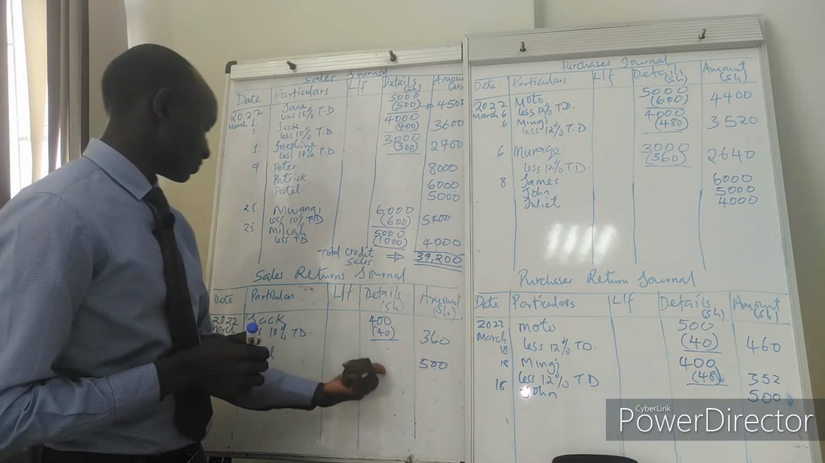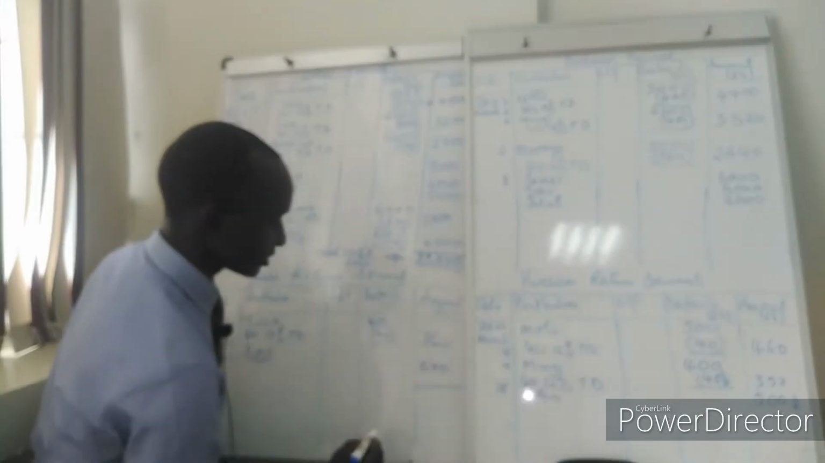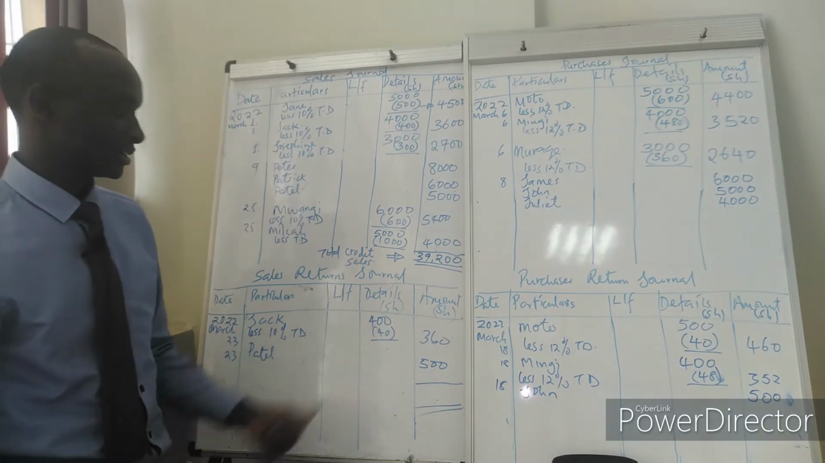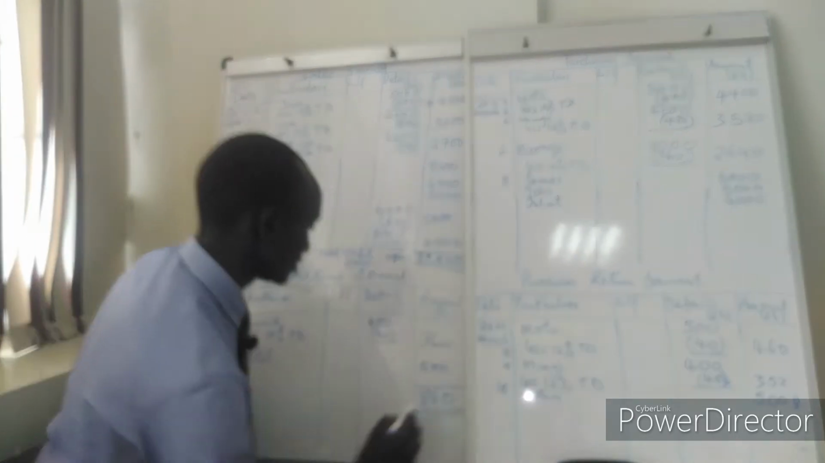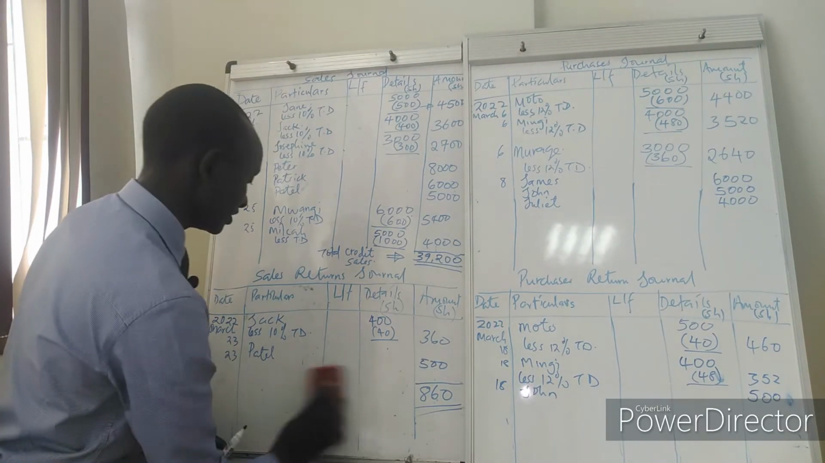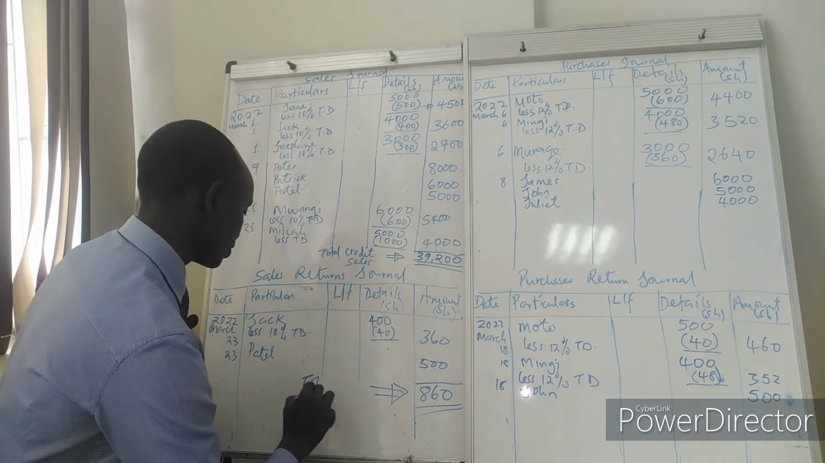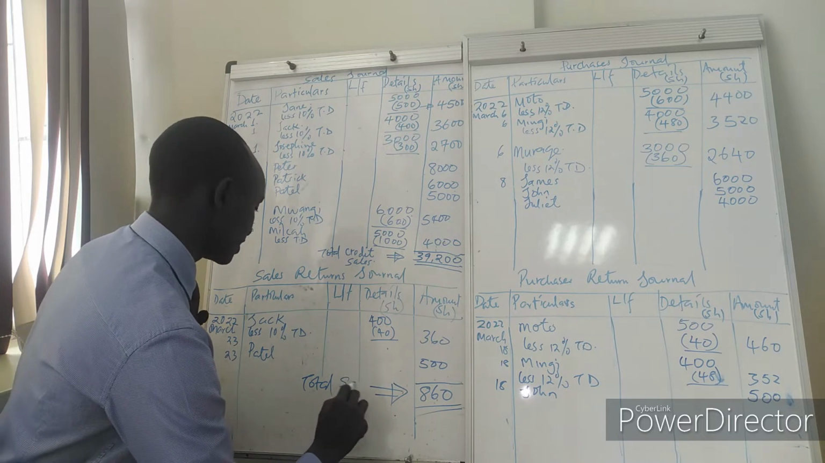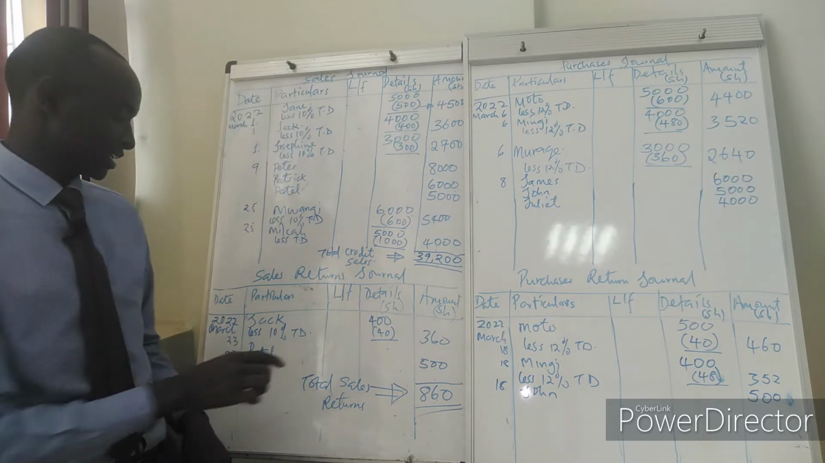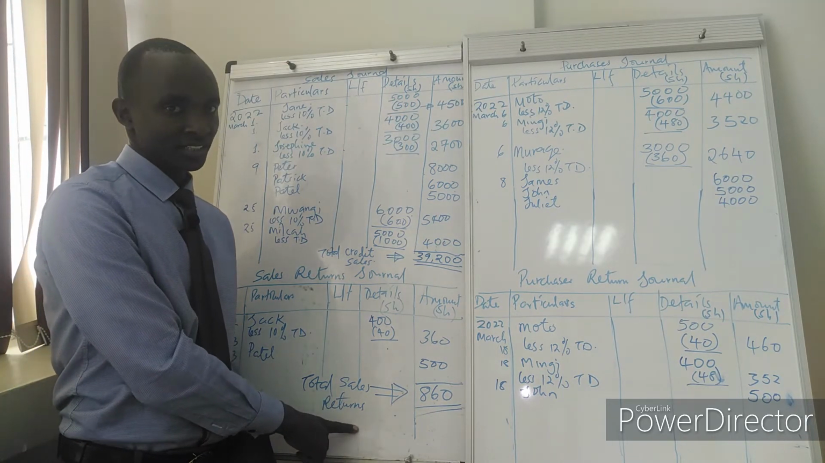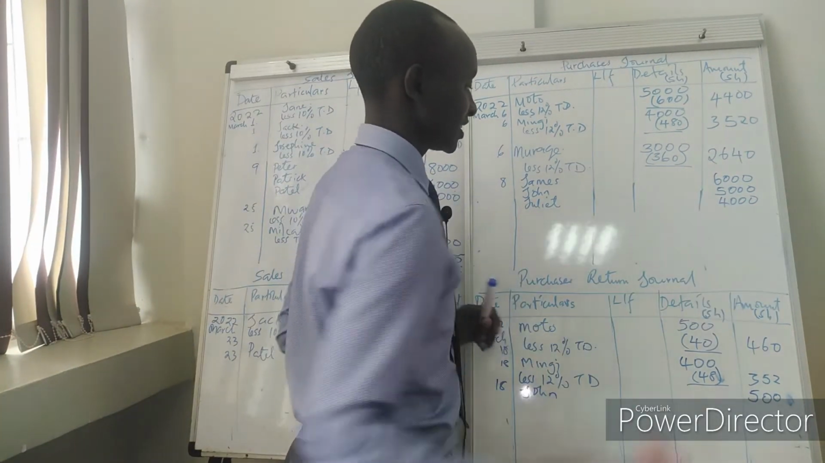So let's move on to sales returns journal. Totals, put one line on top and then two lines down here. 360 plus 500 is equivalent to 860. So this one we're going to call total sales returns, or you can say the total return inwards. Are we together? Then we move on to our purchase journal on the other side.